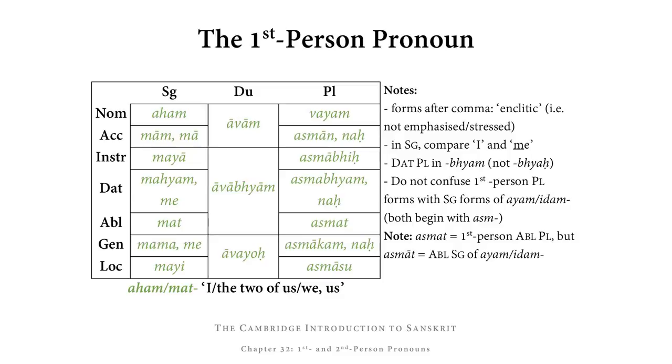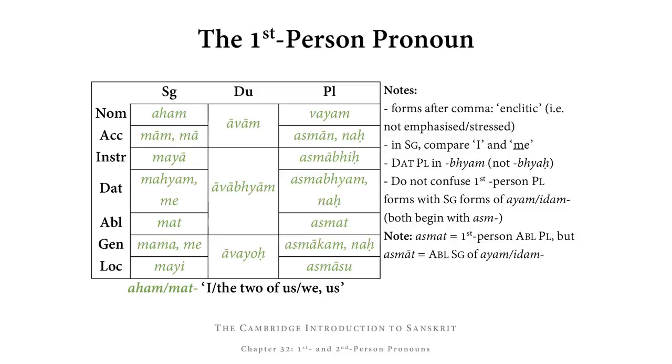In the plural then, we have vayam, asman, asmabhih, asmabhyam, asmat, asmakam, asmasu. And again, we have a few alternative forms, namely nah in the accusative, in the dative, and in the genitive. And again, those are enclitic forms which are going to be discussed later.